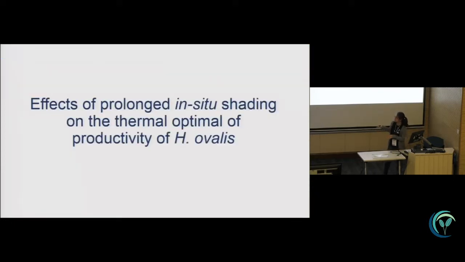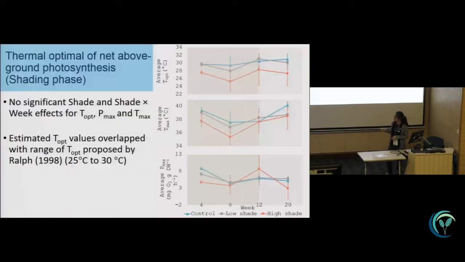So for the objective on the effect of in-situ shading on the thermal optimum of productivity, we found that there was no significant shade effects for the various parameters of thermal optimal. And actually, as you notice on this graph here, the range was about 25 to about 30 degrees Celsius, and actually this overlaps with the optimal temperature range proposed by an earlier study.